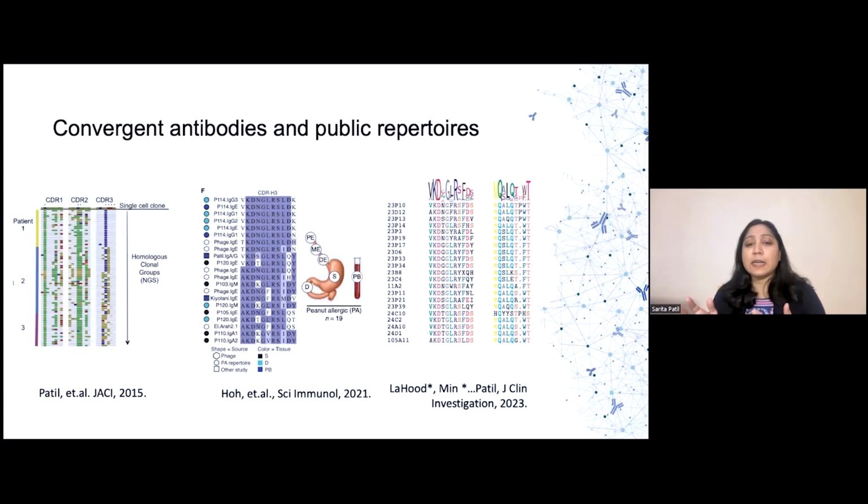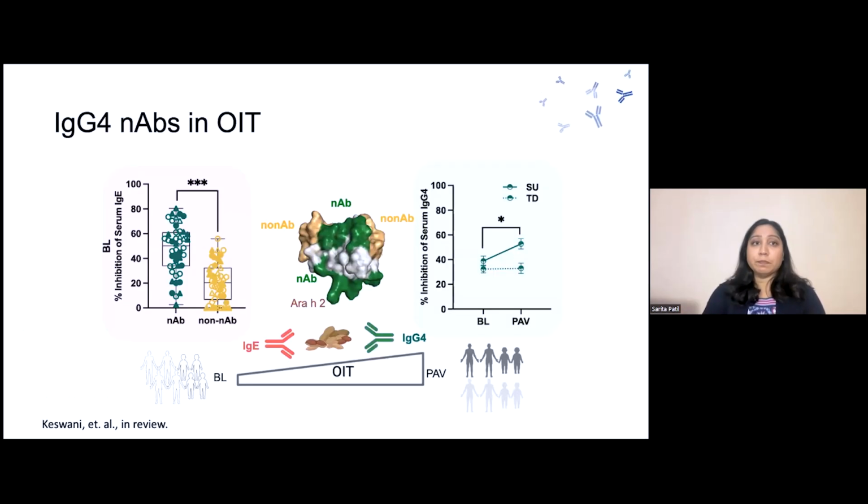So this idea leads to the conclusion that on a population basis, many people are recognizing this immunodominant peanut allergen with their antibody repertoires in a highly similar, stereotyped, convergent fashion. We were also very interested in trying to understand whether this mechanism of neutralization is true within a larger population of peanut allergic patients that are treated with oral immunotherapy.